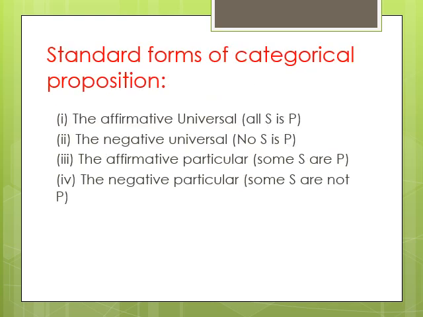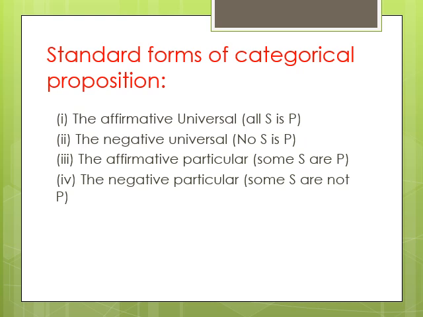They are the affirmative universal, which is of the form all S is P, the negative universal, which is of the form no S is P, the affirmative particular, which is of the form some S are P, and we have the negative particular, which is of the form some S are not P, where S is the subject term, P is the predicate. Now consider the following examples.